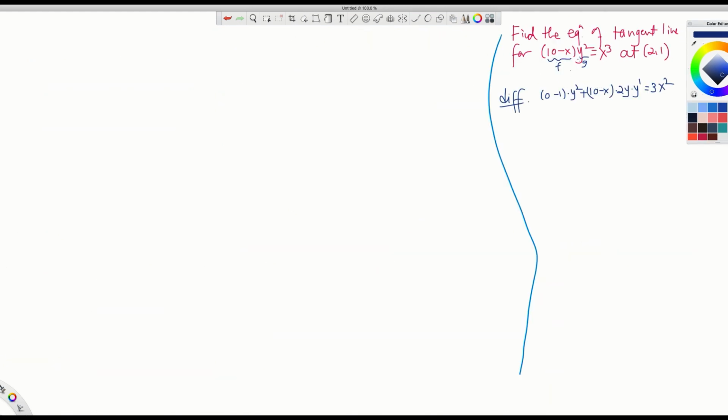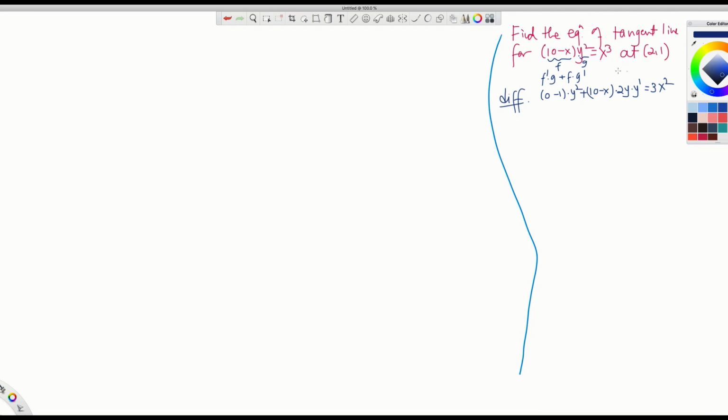So it is f times g. The derivative of f times g is f prime times g plus f times g prime. That's what we wrote already. So f prime is 0, the derivative of 10 minus x: the derivative of 10 is 0, minus 1, times y squared. Plus f times g prime: 10 minus x times the derivative of g, which is dy squared over dx. So it will be 2y times y prime equals the derivative of x cubed, which is 3x squared.